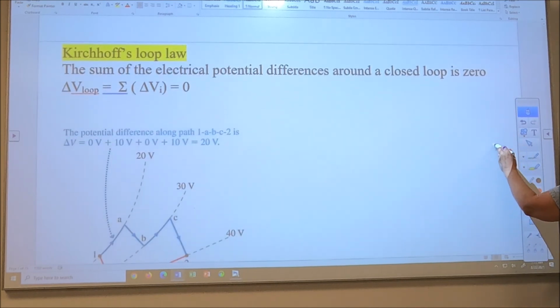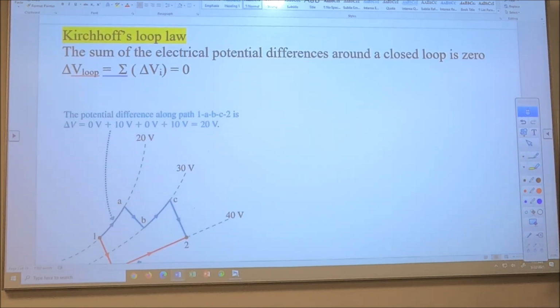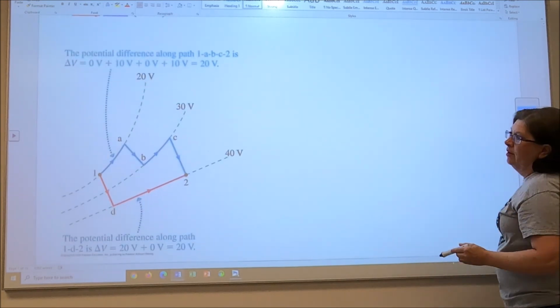Now, we've come to Kirchhoff's loop rule. Okay, we're getting ready, guys, to start launching into circuits. And one of the rules that we're going to use when we're looking at circuits is Kirchhoff's loop rule. It says the sum of the electrical potential differences, the voltages, around a closed loop is 0. So delta V for a loop is the sum of the delta V's for all the parts, which always have to sum up to be 0.